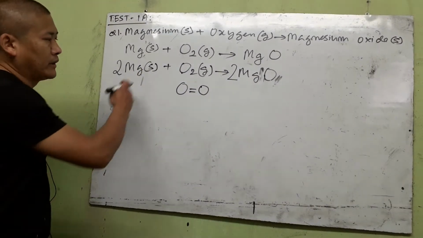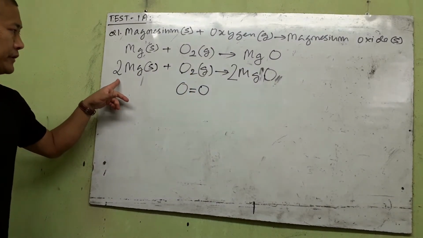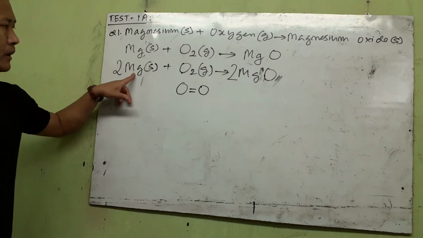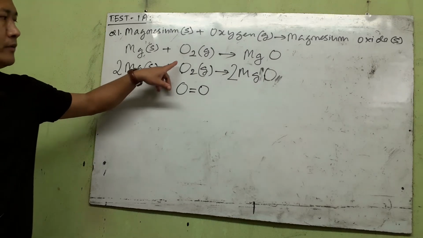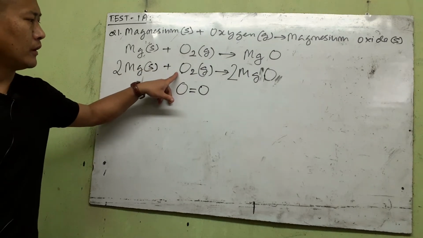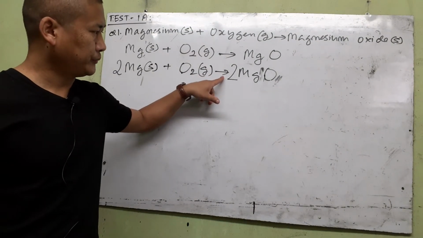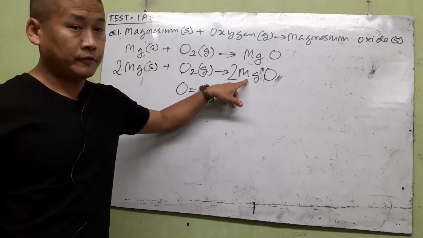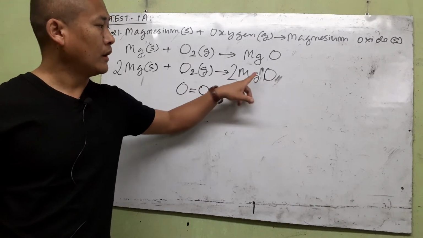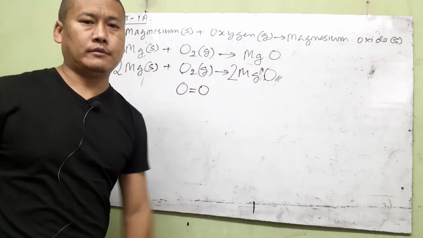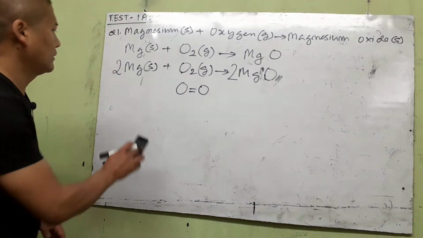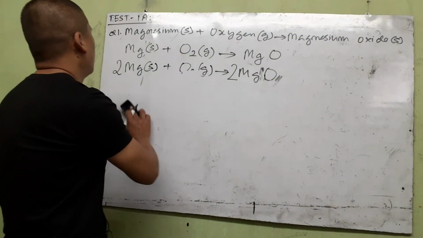So let's now read. Therefore, we read: two atoms of magnesium react or burn in one molecule of oxygen, or oxygen gas, to give us two molecules of magnesium oxide, because there are two atoms, 1 plus 1. So that's how we read a balanced chemical equation. Let's go to 2.